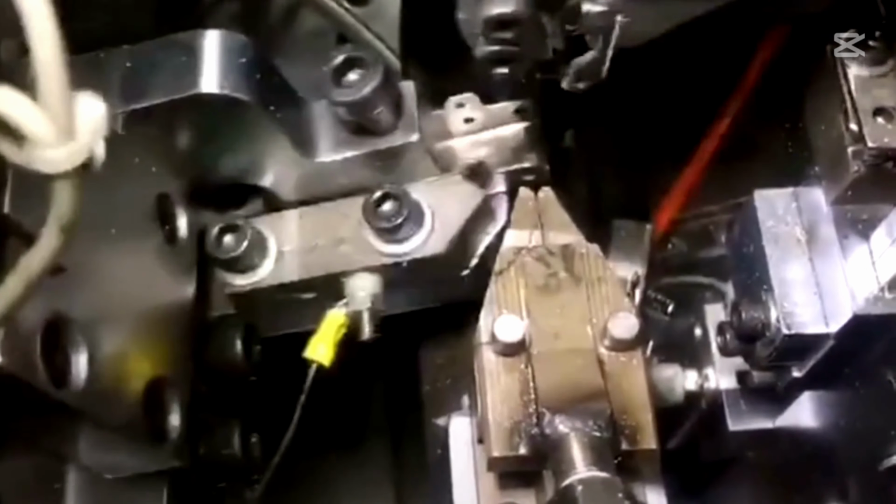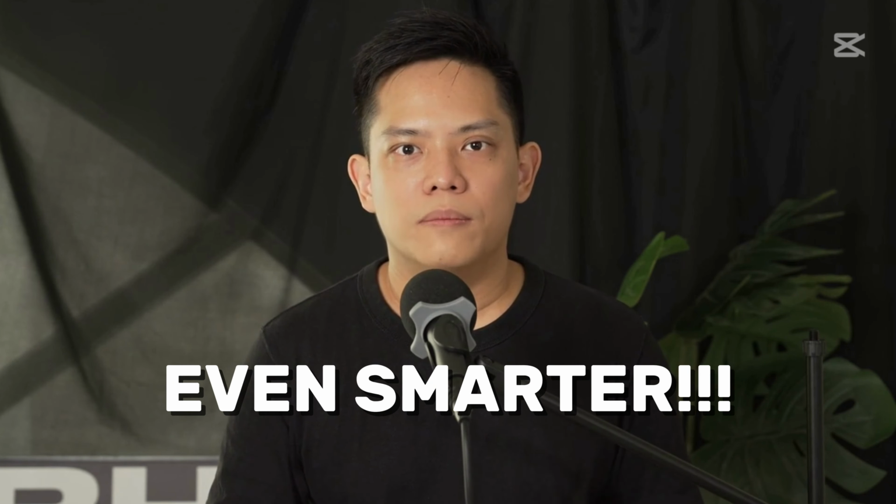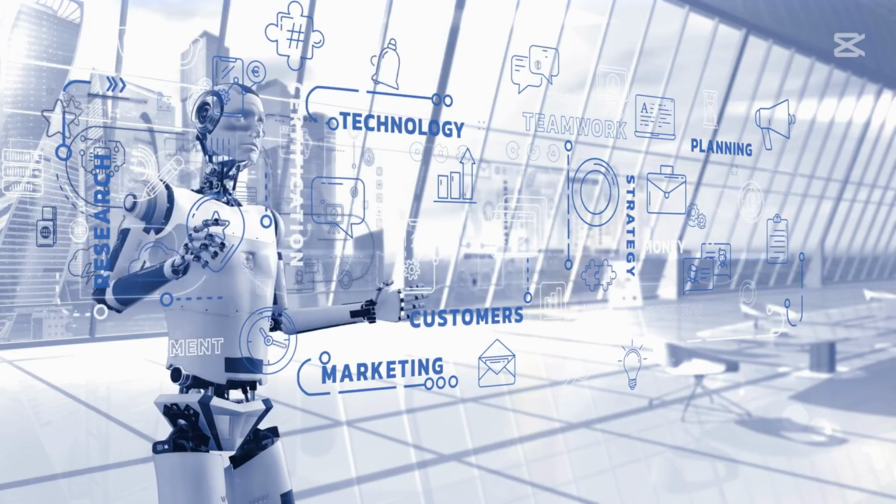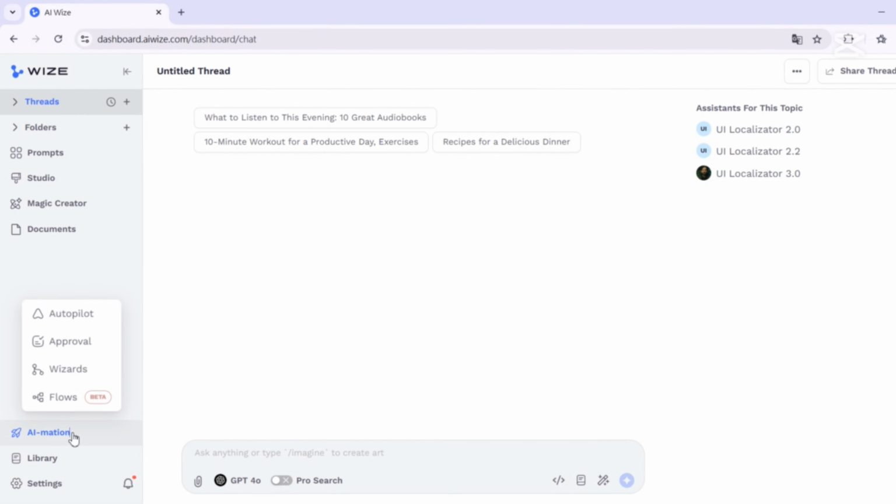Now, there are lots of tools out there to help you build automation flows. Tools like AI or N8N are popular choices for creating workflows. But today, I want to take it a step further and show you how AI makes automation even smarter. By adding AI, you're not just automating steps, you're creating workflows that can adapt, optimize, and make decisions for you. This is where AI Wize Autopilot comes in.